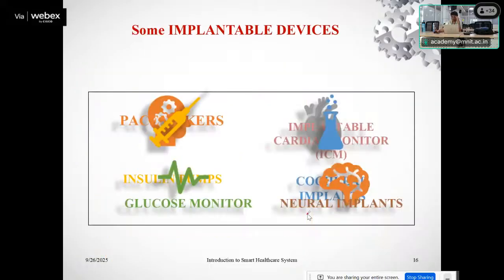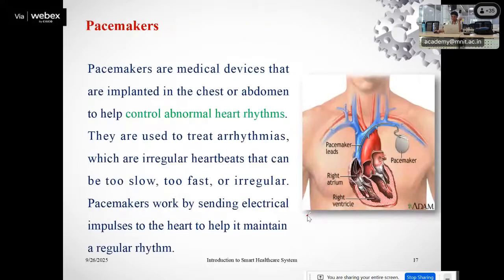Some of the implantable devices are a pacemaker, an implantable cardiac monitor, a glucose monitor along with the insulin pump, and a cochlear implant. Now the pacemaker is one of the very important implantable devices, which is basically implanted in your chest or abdomen to help control abnormal heart rhythm.